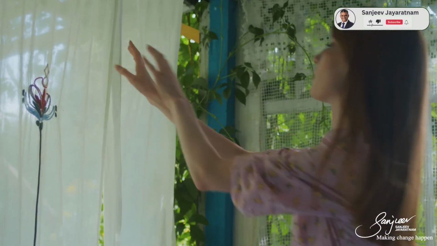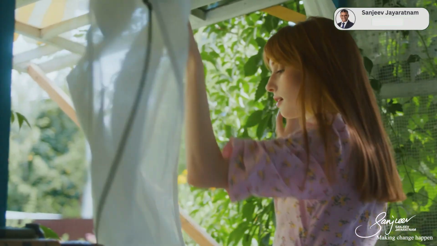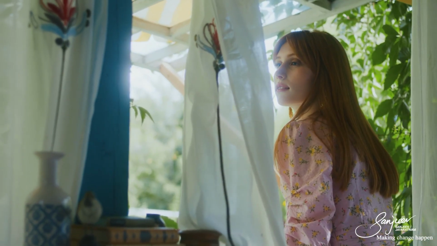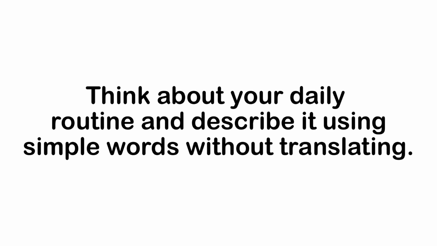So look around your room and name everything you see in English. That's a chair, that's a table, that's a curtain, that's a mug, that's a glass, a computer. Think about your daily routine and describe it using simple words without translating. I woke up in the morning, I brushed my teeth, I did some exercise, I did some meditation, I drank some water, I got ready for work.